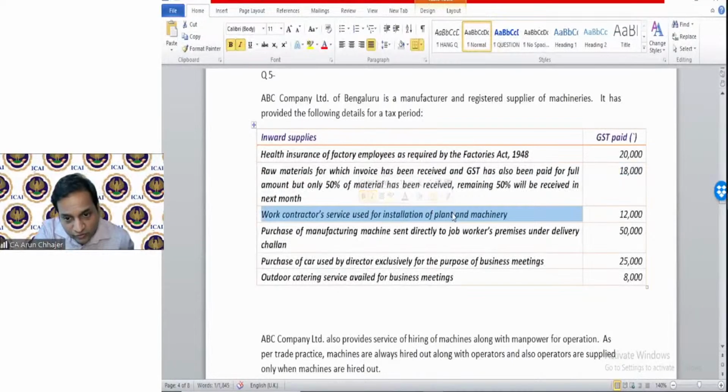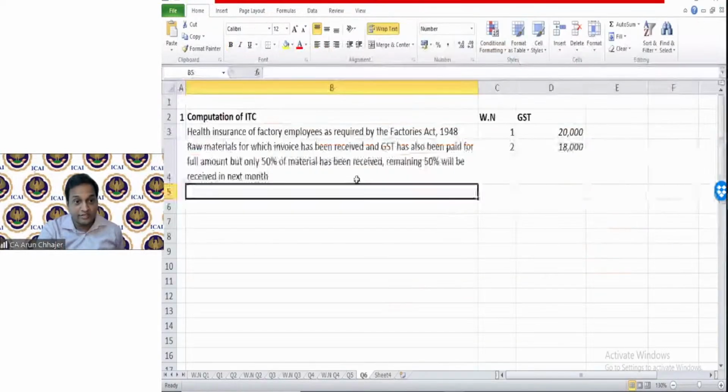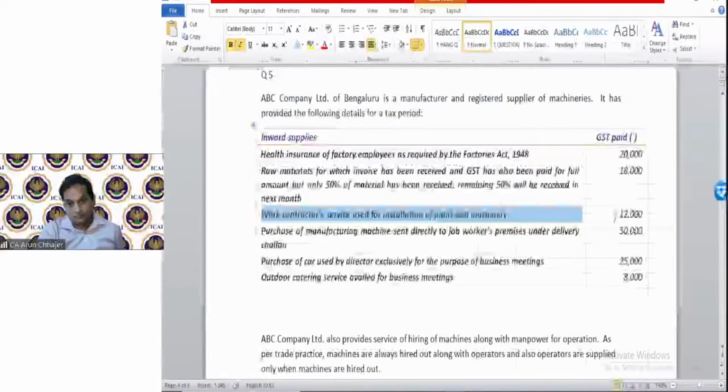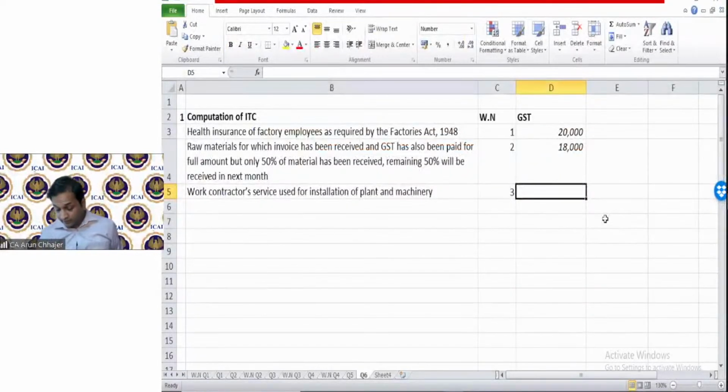Work contract service for installation of plant and machinery. ITC available or not available? They have not given any information regarding whether it is capitalized or debited to the profit and loss account. So do we need to make any assumption that in the absence of the information, we assume it is capitalized, so no ITC available? What do we have to give in the remark? Kindly clarify.